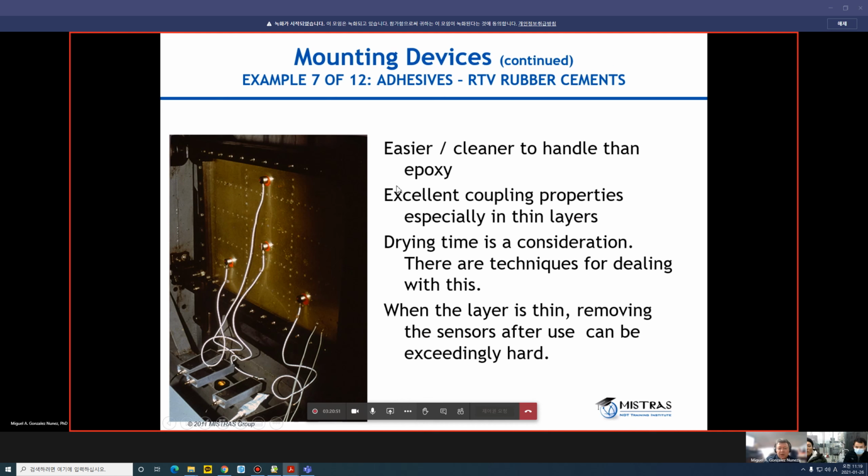This is another application using adhesives. This is using a rubber cement adhesive or RTV. These are easier and cleaner to handle than epoxy. They have excellent coupling properties, especially in thin layers. The drying time is a consideration. There are techniques for dealing with this. And when the layer is thin, removing the sensor after use can be exceedingly hard.